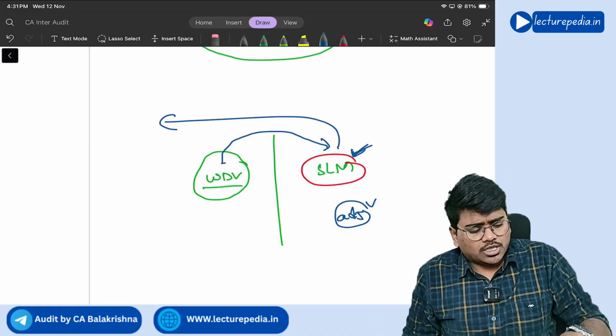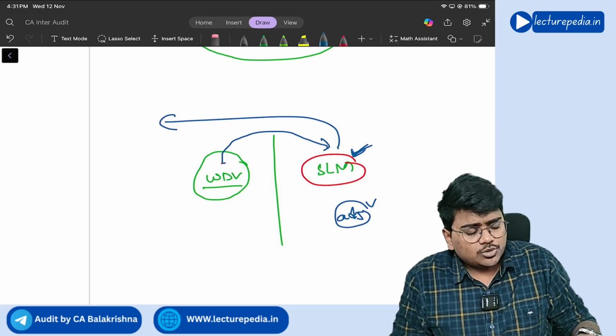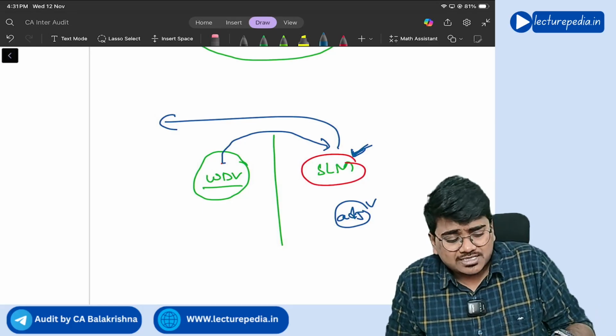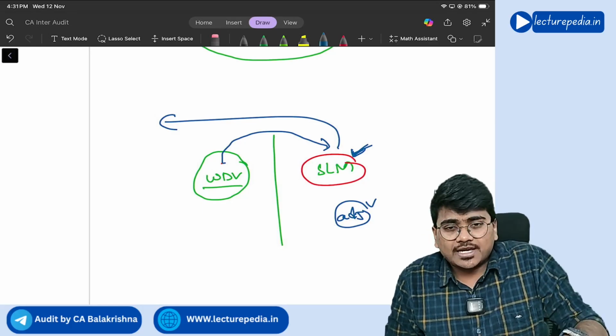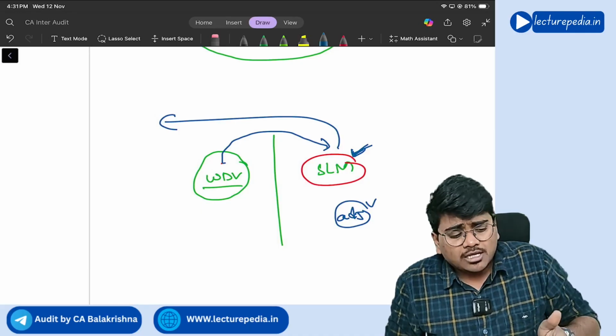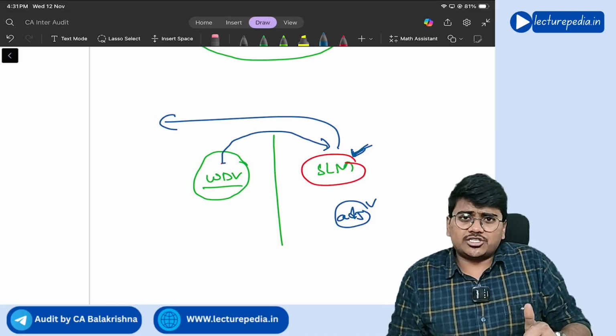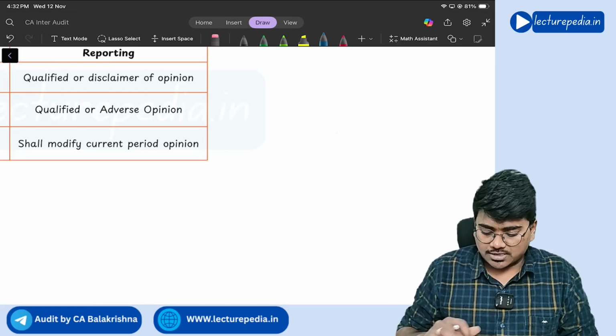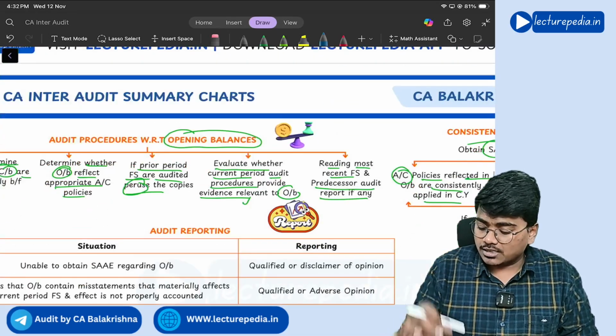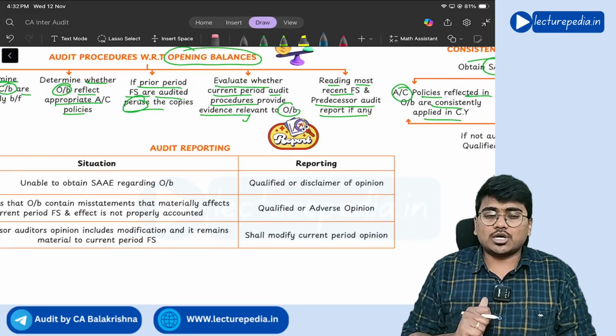Understanding? So the basic requirement is you need to follow accounting policy consistently. If at all you want to change the accounting policy, then properly account for that change. Getting it? Yes. So that's what the auditor will see with respect to accounting policy.